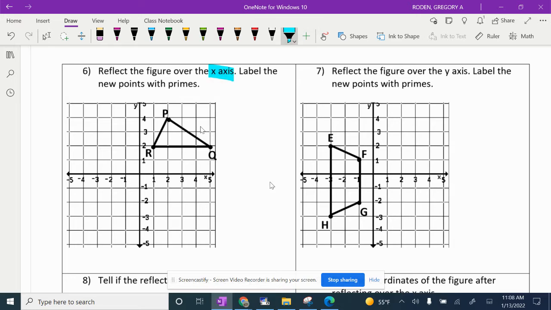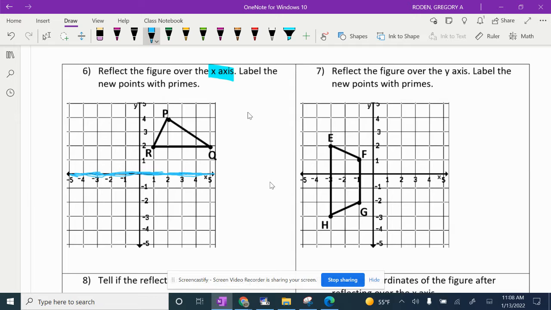Normally if I wasn't recording this, I'd call on someone. But right now, what I want everyone to do is highlight the x-axis right here. If you have a highlighter, great. If you don't, just shade it in darker with your pencil. I want everyone to shade that in, because that's going to be the line you're going to reflect over. In order to do a reflection, you have to have a line of reflection. Does everyone understand that? So on number 6, I want everyone to darken the x-axis.